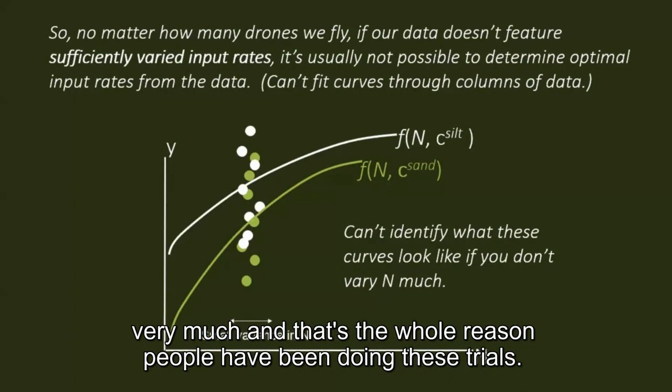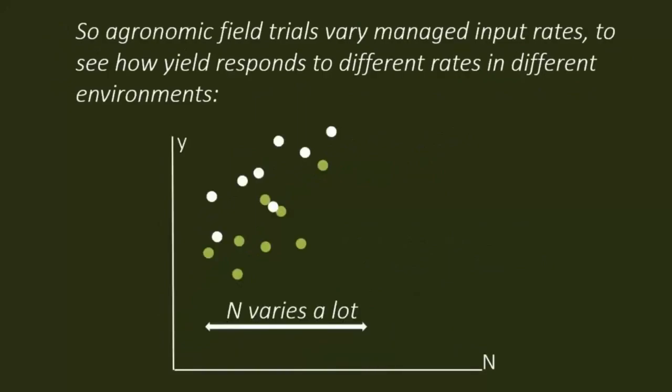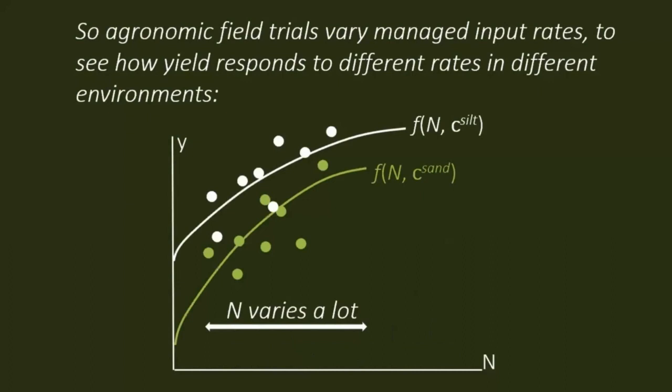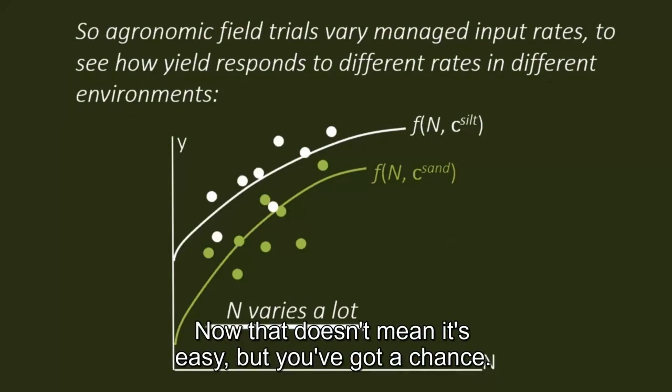And that's the whole reason people have been doing these trials. And so what you do is, if you vary a lot, then you've got a chance. You've got a chance to figure out what those curves look like. Now, that doesn't mean it's easy, but you've got a chance.